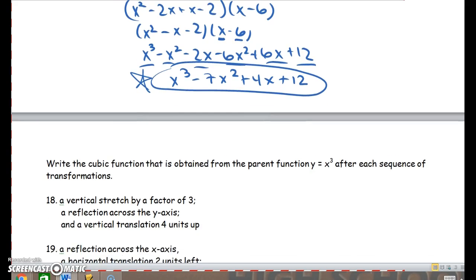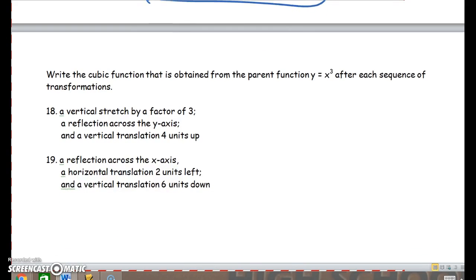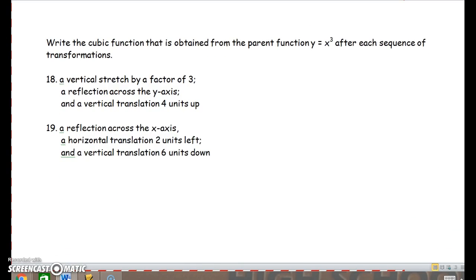Okay, next we're going to write the cubic function that's obtained from the parent function x cubed. So we're just going to show what transformations would look like to x cubed if these things were to happen. So first thing is the vertical stretch. So that means that we're going to have a 3 out front. It's going to be a reflection over the y-axis. So if it's a reflection over the y-axis, that's actually going to go in with the x. So negative x cubed, and then plus 4 because it's a vertical translation, or up 4.